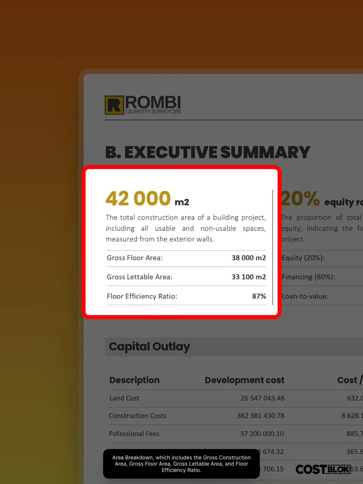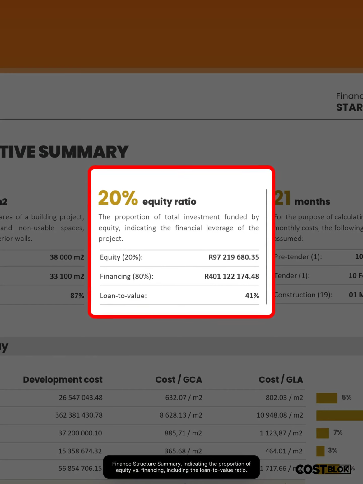The executive summary provides a summary of key project metrics, which consists of the following: area breakdown, which includes the gross construction area, gross floor area, gross lettable area, and floor efficiency ratio. Finance structure summary, indicating the proportion of equity versus financing, including the loan-to-value ratio.